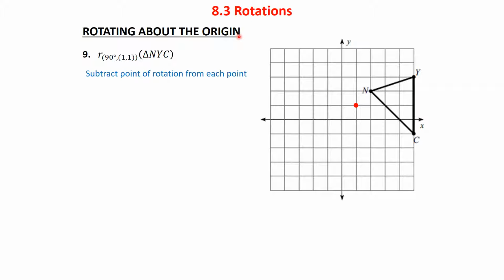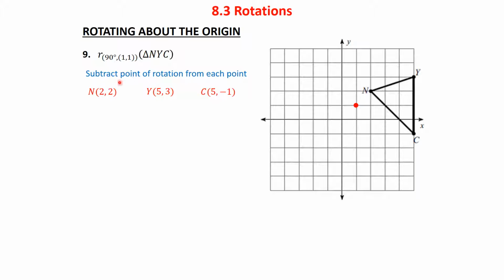So the process is going to begin by taking our focal point coordinates, so (1, 1), because that's the point we want to rotate around. I'm going to take that point (1, 1) and subtract it from each vertex of my triangle. So for my triangle NYC, I'm going to take away (1, 1) from each coordinate. I count over, so my point N is over 2, up 2. My point Y is over 5, up 3. And my point C is over 5, down 1. And so here I have my coordinates for my 3 vertices.